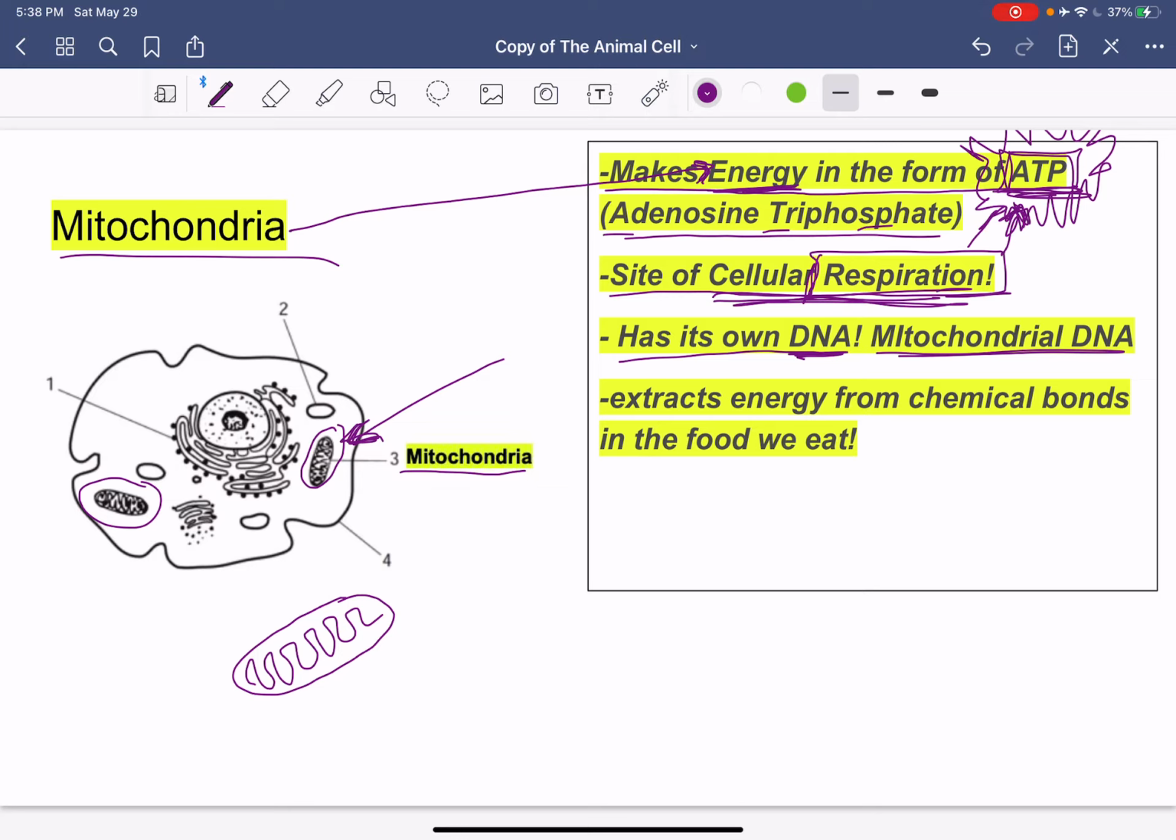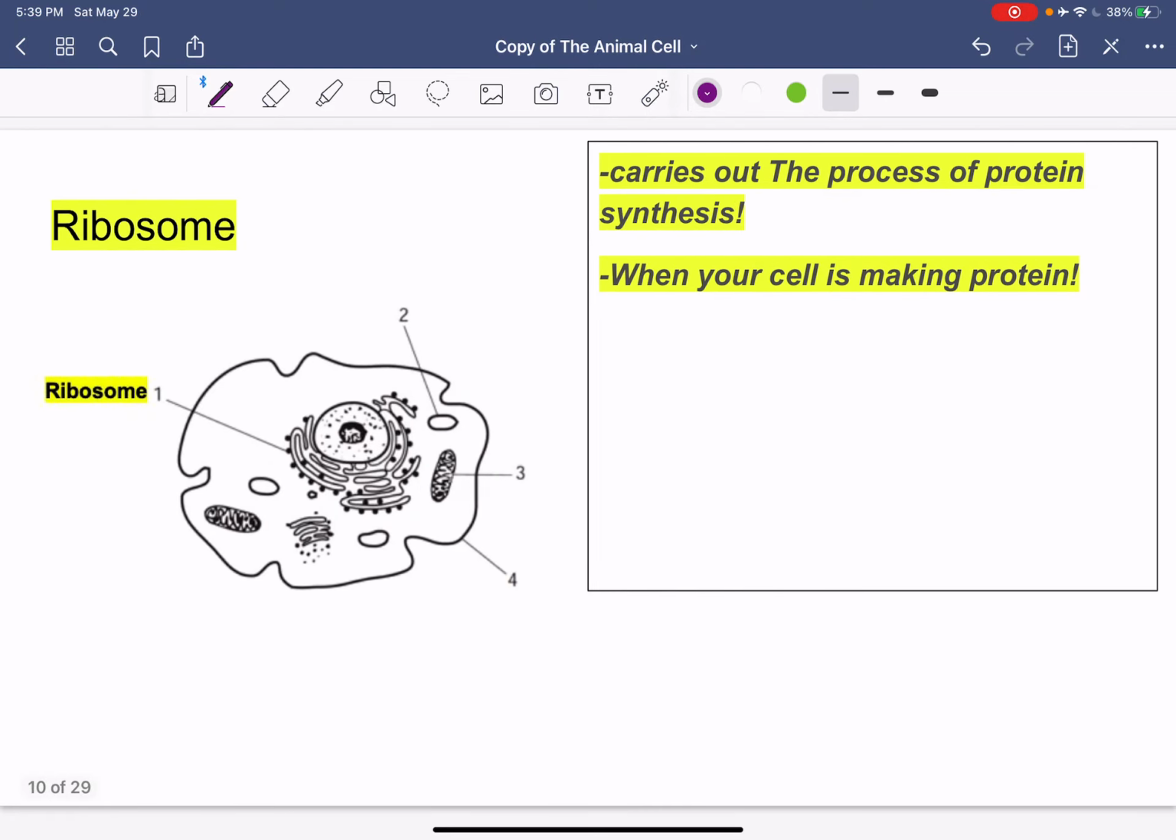That's super cool. It extracts energy from chemical bonds in the food we eat. We get some of that energy from the food we eat, and in those chemical bonds that you find in food, it extracts that energy. That is one of the main processes happening in the mitochondria to make ATP energy. Yes, there's a whole process, and yes, it's more complicated than this. But to be honest, this is all you need to know for this particular exam, the function of the mitochondria.